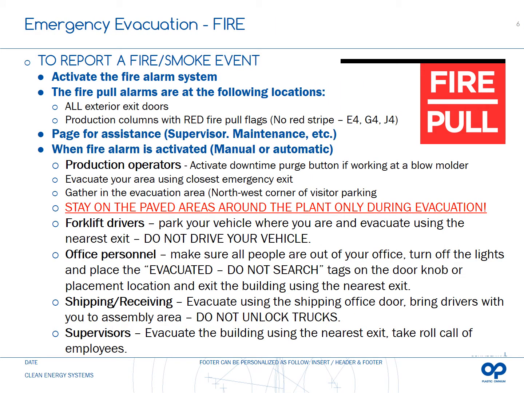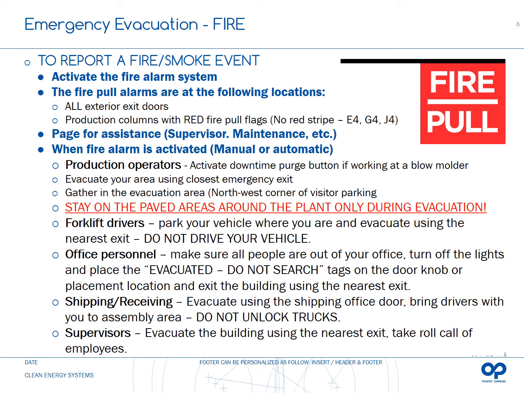To report a fire or smoke event, activate the fire alarm system. The fire pole alarms are at the following locations: all exterior exit doors and production columns with red fire pole flags. Page for assistance, supervisor, maintenance, etc. When the fire alarm is activated, whether it was manual or automatic, production operators: activate downtime purge button if working at a blow molder. Evacuate your area using closest emergency exit.